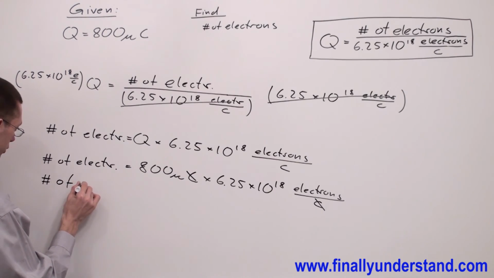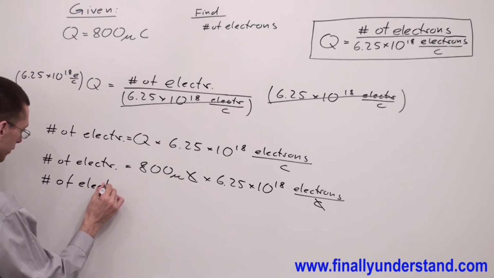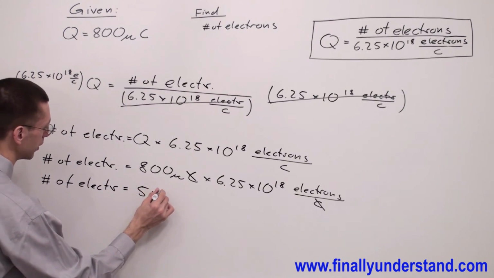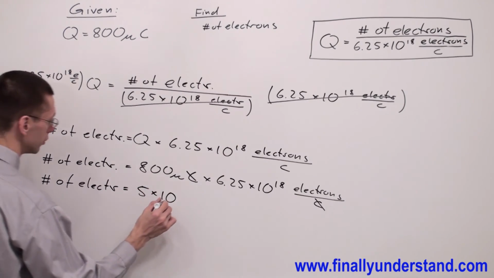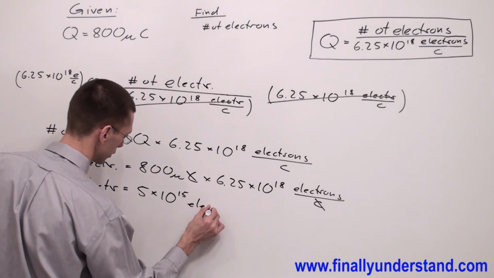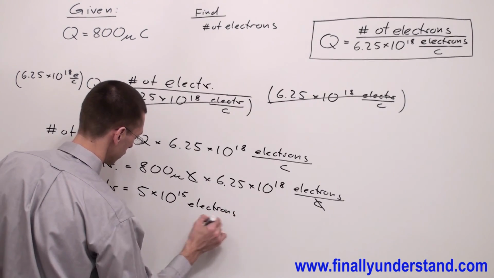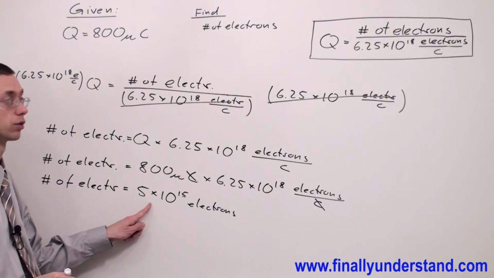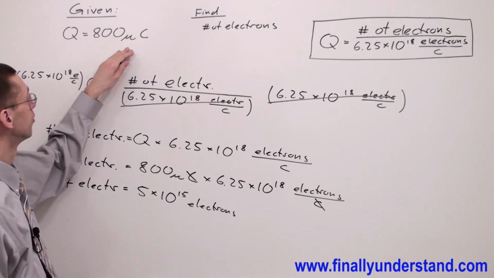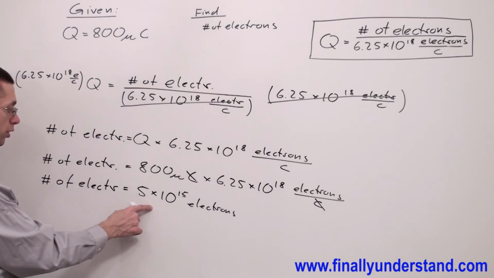So my answer is going to be equal to 5 times 10 to the 15 electrons. It means that this amount of electrons is going to give me a charge of 800 microcoulombs, and this is the solution to my problem.